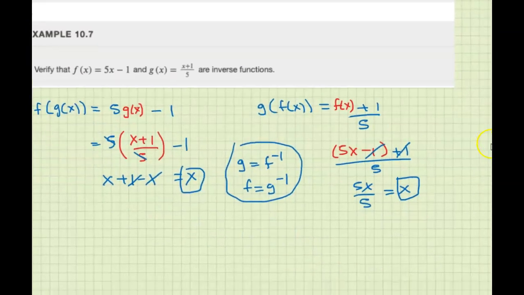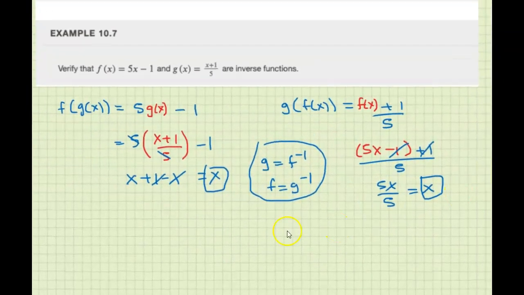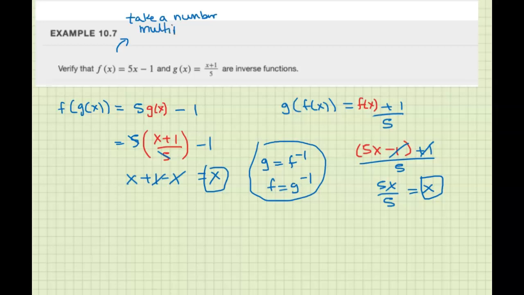Alright, so let's look a bit closer at these equations and see if it makes sense that they're inverses of each other. This function here, 5x minus 1, tells me take a number x, multiply it by 5, and then subtract 1 from the result. So take any number, multiply by 5, subtract 1. Let's say I take 10. I multiply by 5 to get 50, and I subtract 1, I get 49.